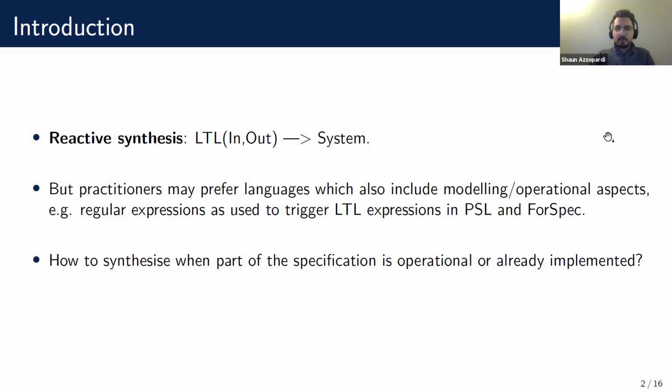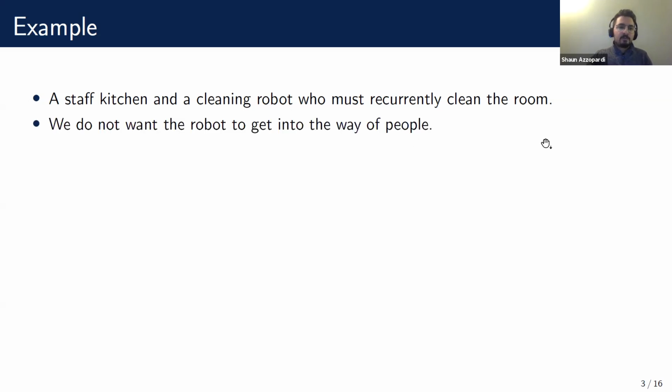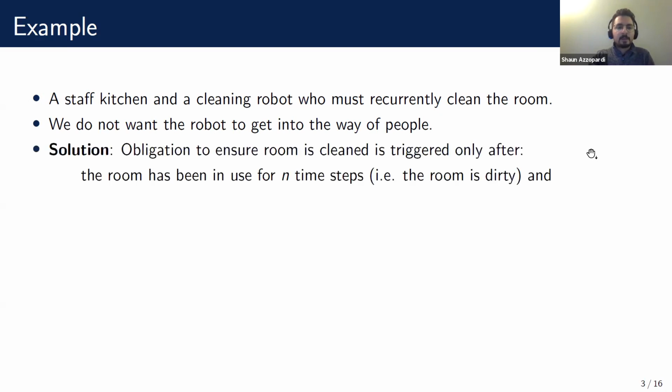So this is the problem we'll be considering here at a very high level. Now let's look at an example of when something like this can be useful, having some kind of regular expression or automaton that triggers a certain LTL formula. Consider a room, a kitchen, and a cleaning robot who must ensure this room is clean. We don't want the robot to be cleaning all the time, since that would be bothersome and get in people's way, but instead we want to do this in an intelligent manner and as sparsely as possible. So instead of having it run all the time, we want the obligation for the room to be clean to be triggered only in certain circumstances. We want it to be triggered if the room is dirty, essentially, it has been in use for n time steps, and after those n time steps, another m time steps have passed where it is not in use.